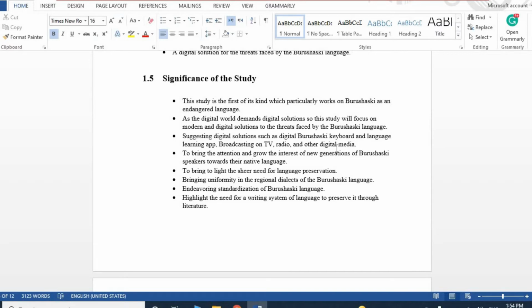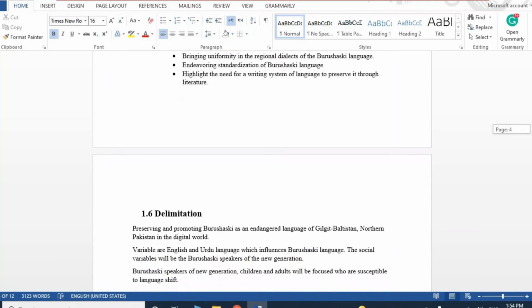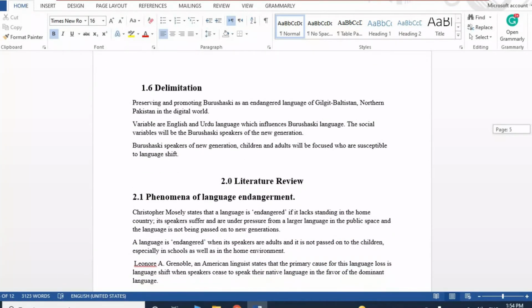And to bring the attention of the new generation, especially because they are mostly prone to language shift or language change, and to bring to light the sheer need for language preservation, and bringing uniformity in the regional dialects of the Burushaski language and making standardization of the language. So these are the significance of my study, right? The importance of my study, you can say. These are the things that my study will add to the already existing knowledge about the Burushaski language.